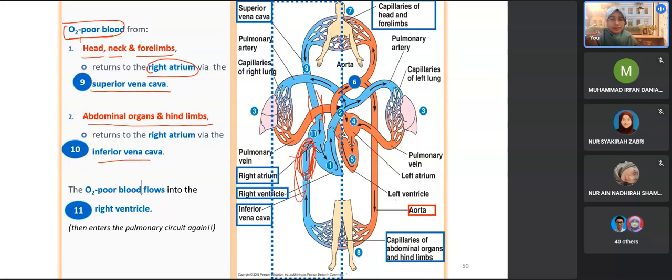Okay, inferior vena cava. Okay, so the oxygen poor blood flows into the right atrium, into the right ventricle. So from the right ventricle, start balik semula dengan pulmonary circuit. Okay.